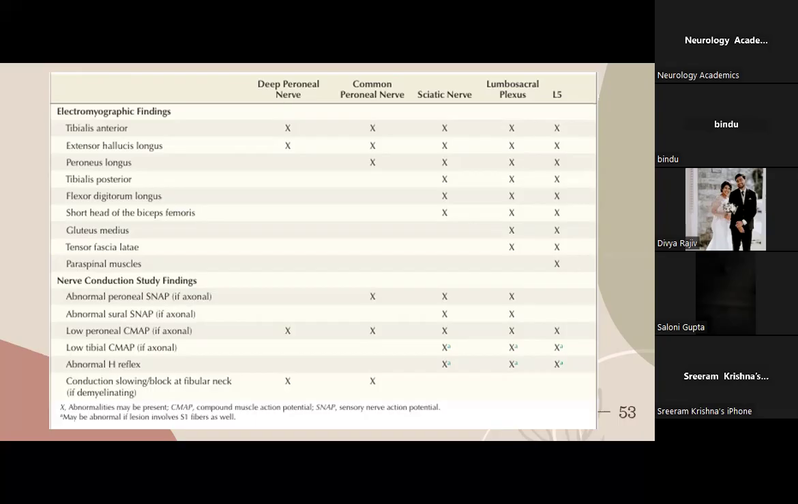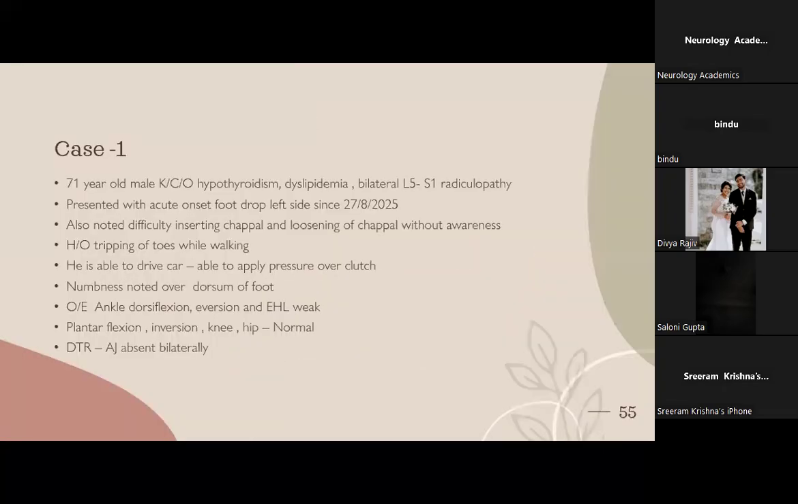We usually do gluteus medius, and we can also do tensor fascia lata. For L5 radiculopathy, paraspinal muscles can be sampled. Coming to cases.